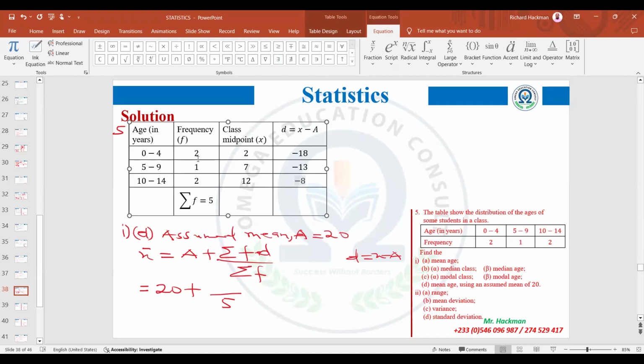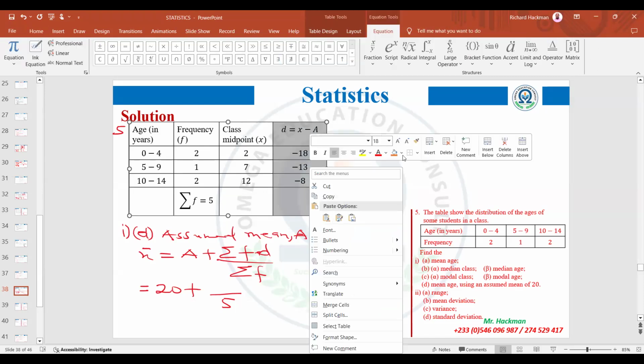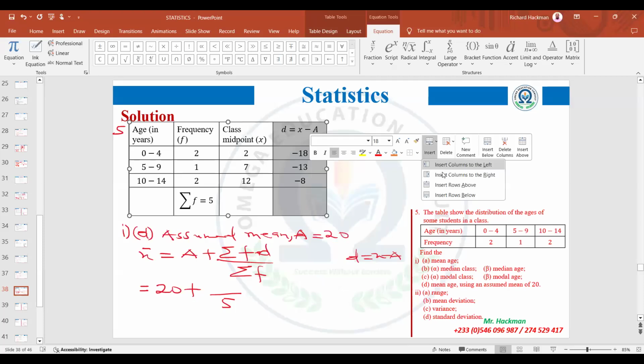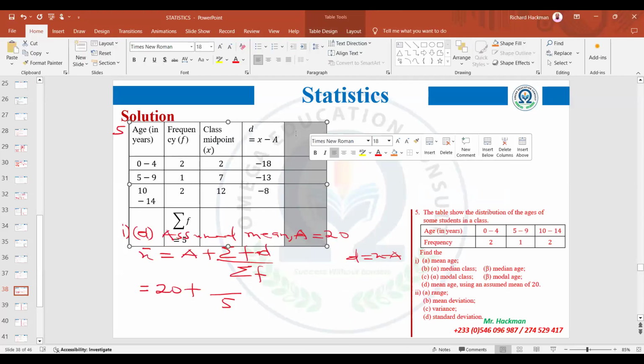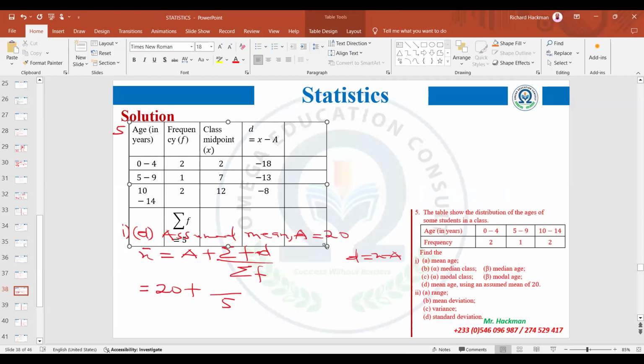So let's go and find the product of the two, that is the F and the D. That will be our last column, and then we sum. We are left with one more column to go. Let's see how best we can deal with that. No problem at all, I'll refine it.